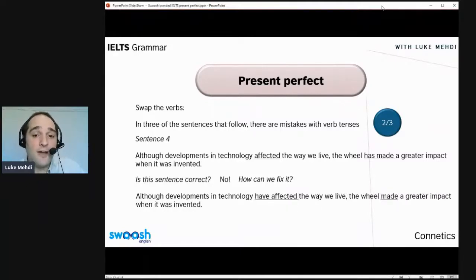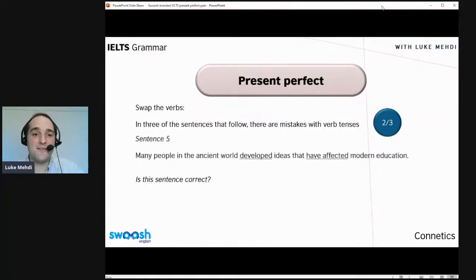So, although developments in technology have affected the way we live, the wheel made a greater impact when it was invented all those thousands of years ago. And next example sentence, sentence 5. Many people in the ancient world developed ideas that have affected modern education.